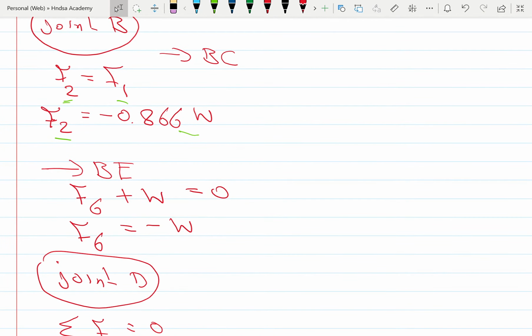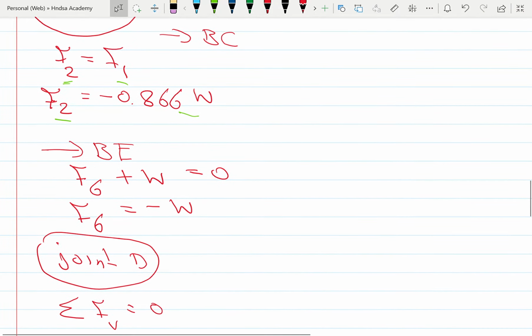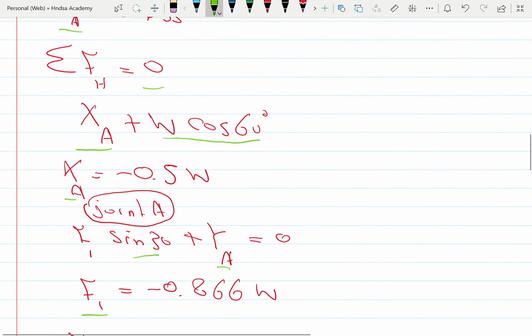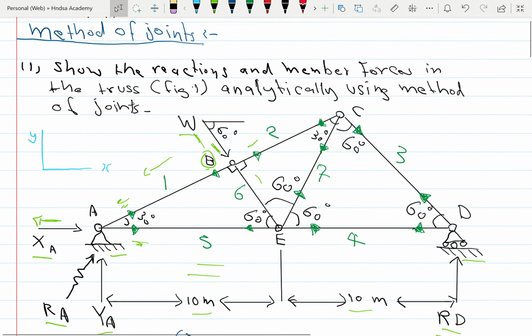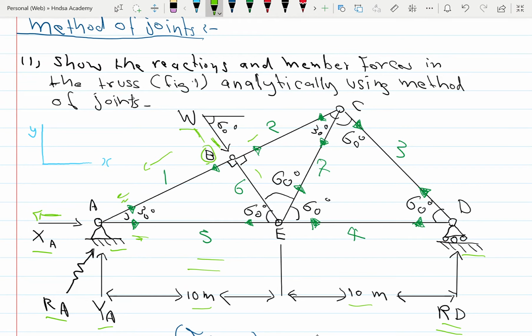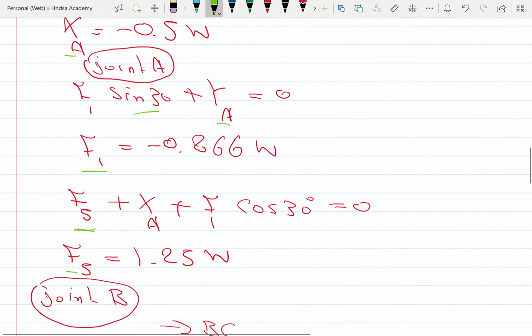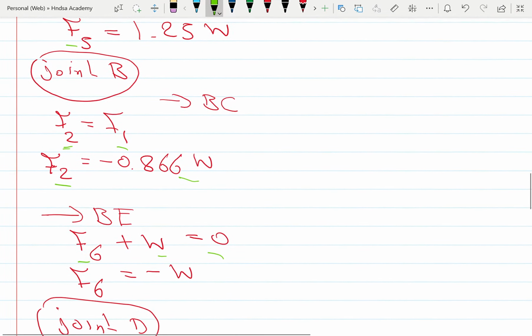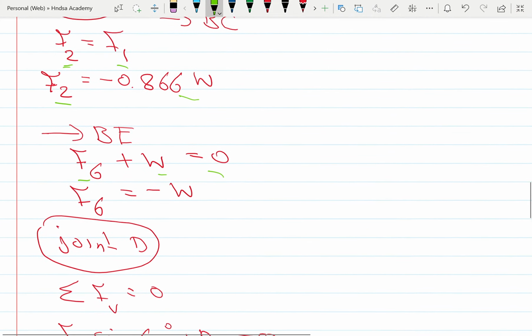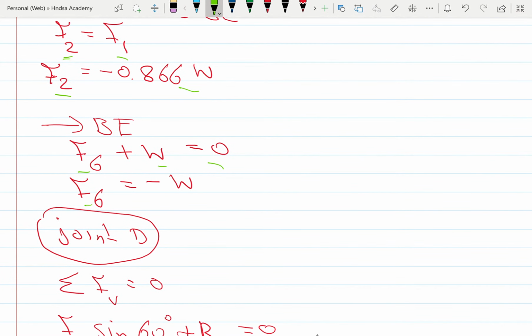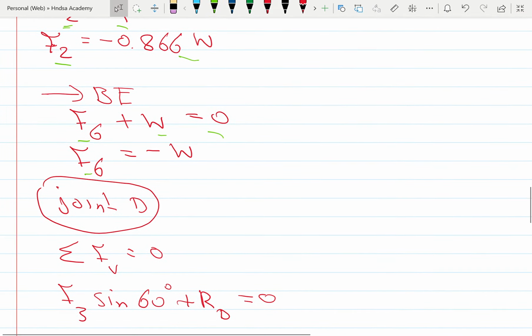So we go from B towards E. Force 6 plus W will give us 0. So this is 6, to show you, so it's easy. This is 6 going this way, and W going down, so they cancel each other. That will give us force 6 equal minus W. So again, that means F6 wasn't in tension, it was in compression.